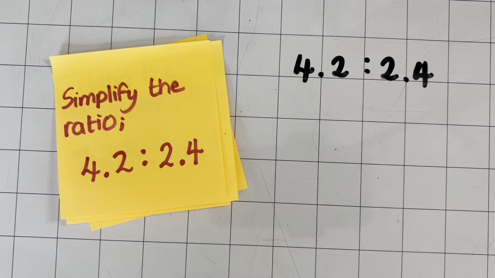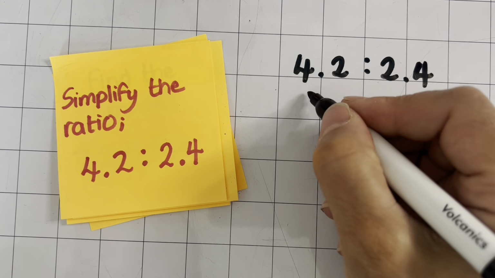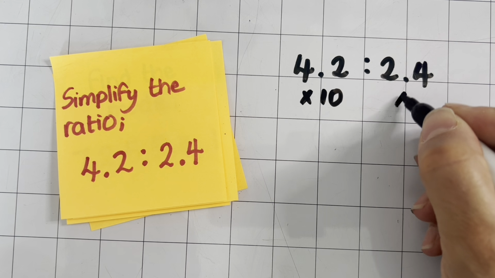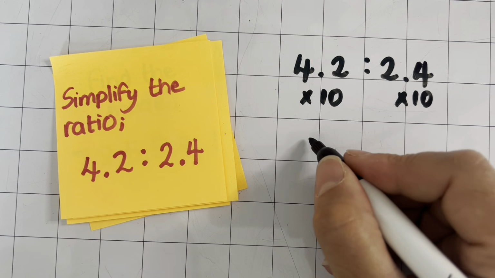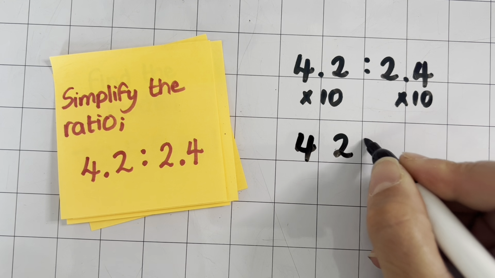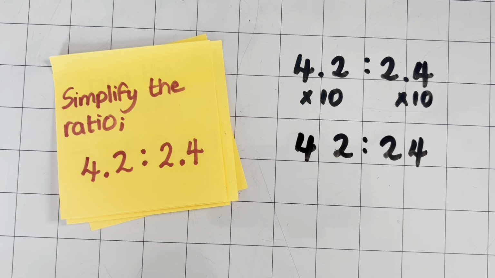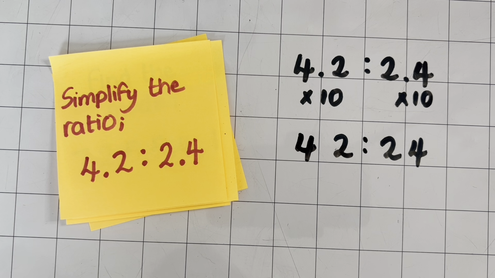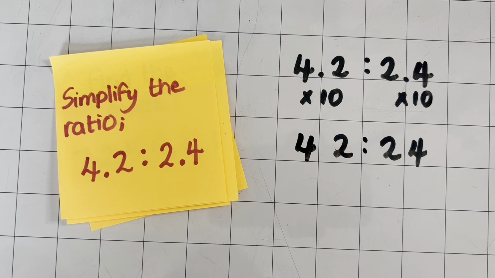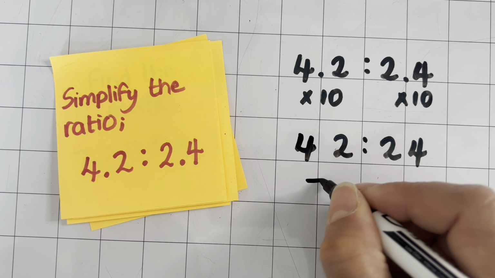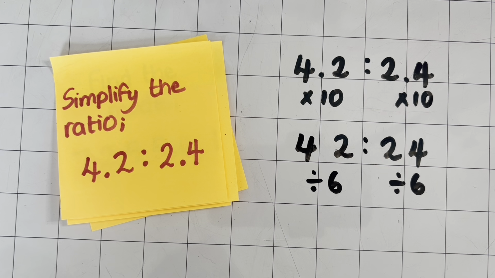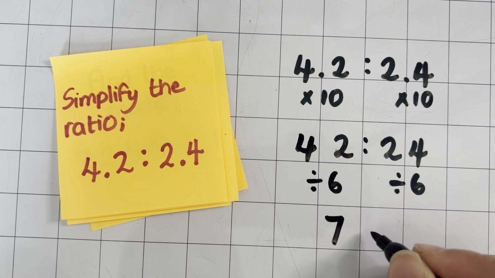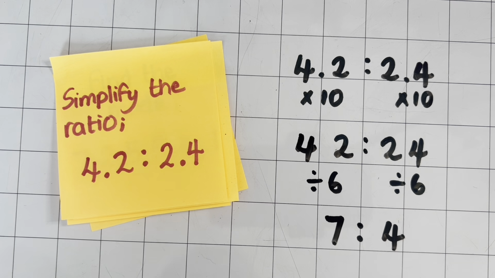The first thing we need to do is multiply both sides by 10. And this is so we don't have decimal numbers anymore. So this becomes 42 to 24. Next, we need to think of the highest common factor of both 42 and 24. So the biggest number we can divide both numbers by, which is 6. And this will give us 7 to 4.